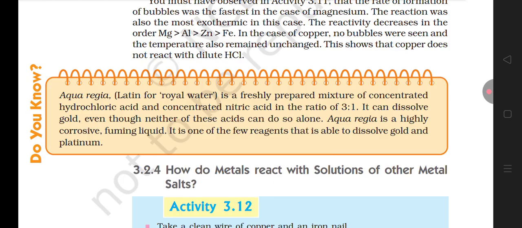Now the next is aqua regia is a highly corrosive, foaming liquid. It is one of the few reagents that is able to dissolve gold and platinum. So they are among the few things which can dissolve gold and platinum. How do metals react with solutions of other metal salts? So this is very important.